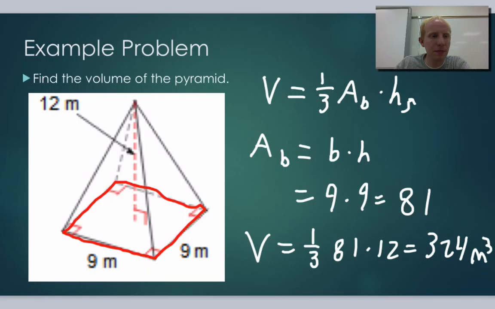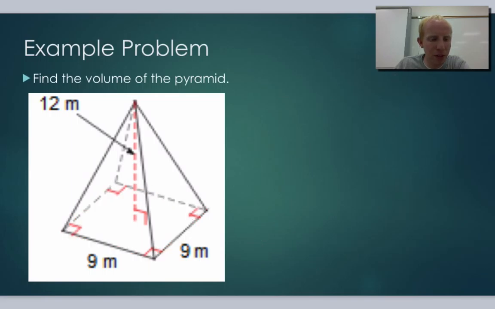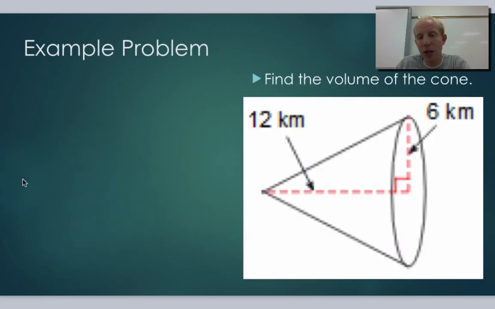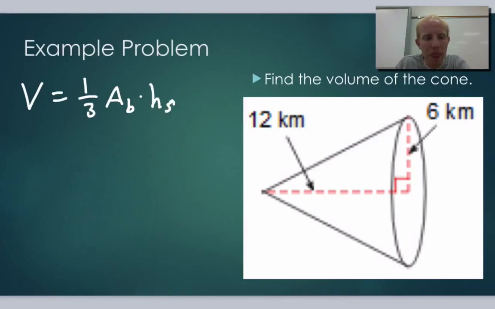Okay, let's go ahead and try one more problem just to make sure we got it down. So now we're trying to find the volume of this cone. Still the same formula. The volume of a cone is 1/3 times the area of the base times the height of the solid. But now the area of the base is a circle because it's a cone. So we're looking for the area of this circle right here. It's giving us that this line right here is 6 kilometers, and so that's the radius of the circle. The radius is going to be 6.